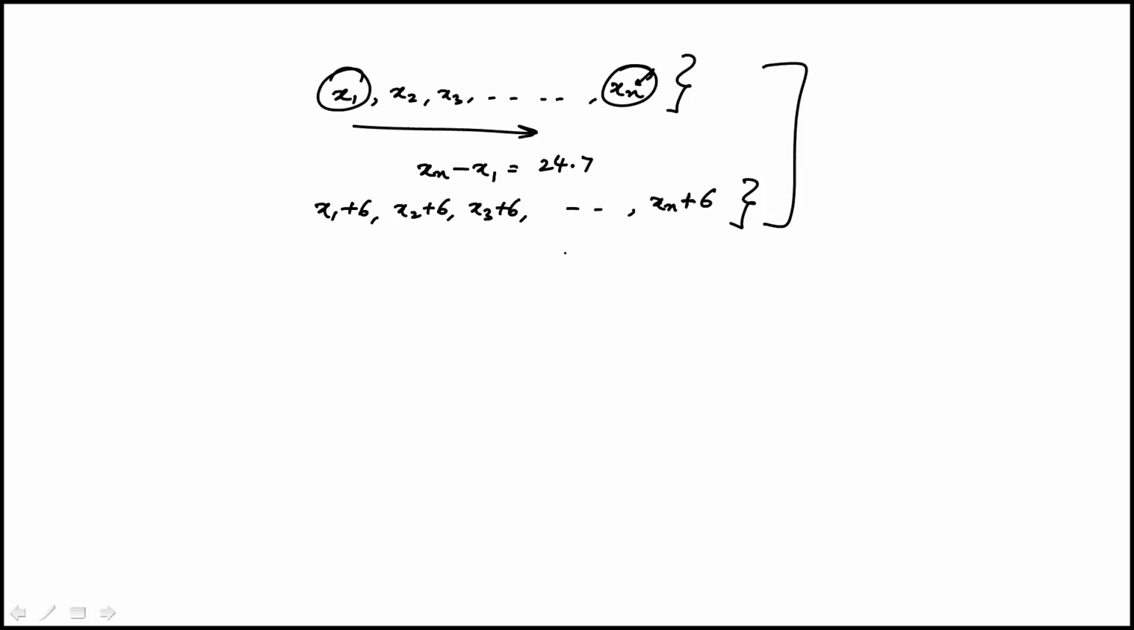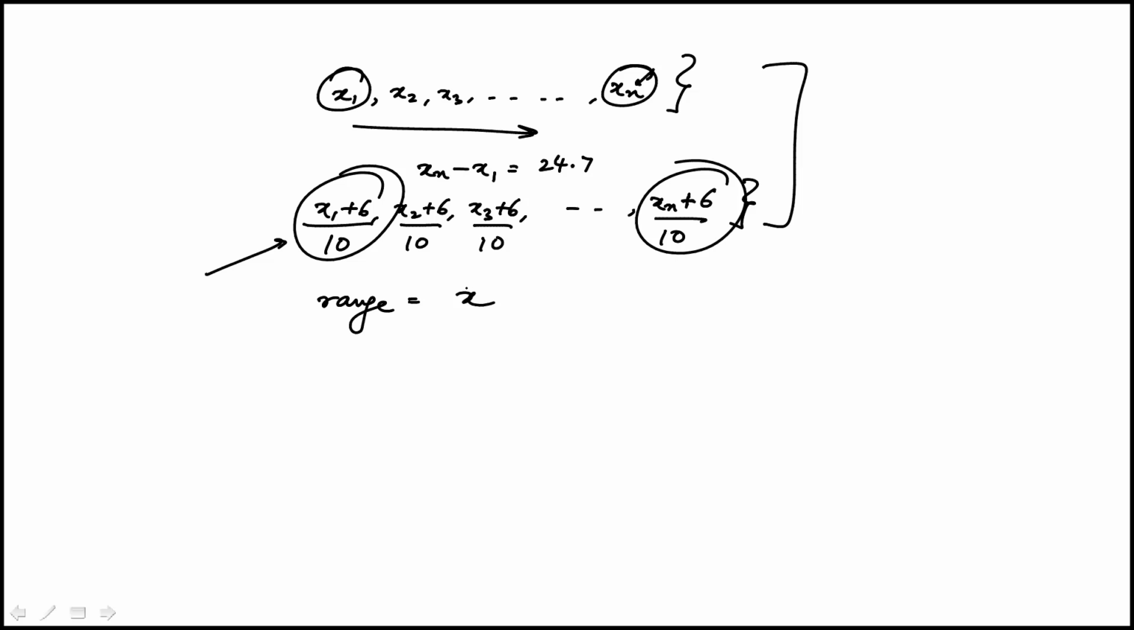And then these measurements were divided by 10. So this would be the new value after those two operations. They're asking for the range of this final set of measurements. So that range will be the difference between the greatest and the least.